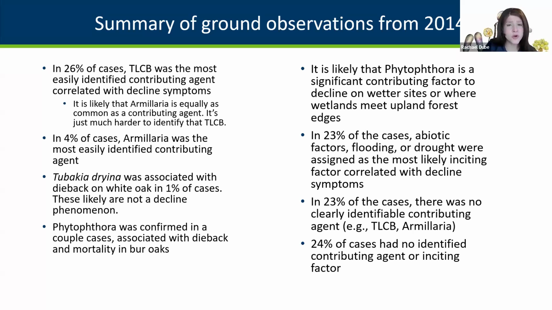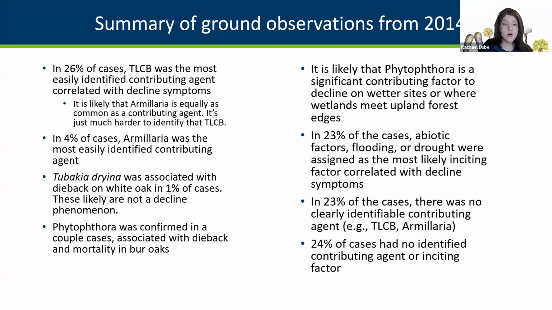And then in about 23% of the cases, abiotic factors were the most likely inciting factor with decline symptoms. In 23% of the cases, there was no clearly identifiable contributing agent, so we just didn't know. And then in 24 cases, there's no contributing agent nor inciting factor. So it's really hard to know what happened in those cases.